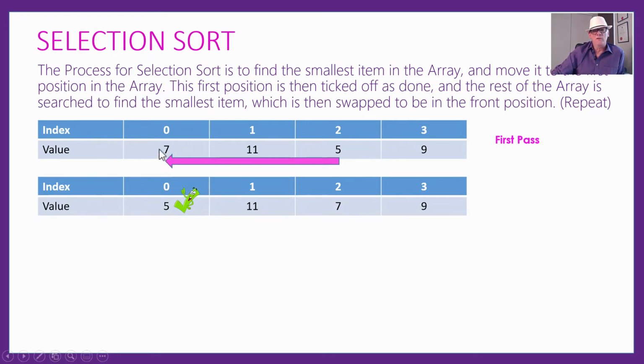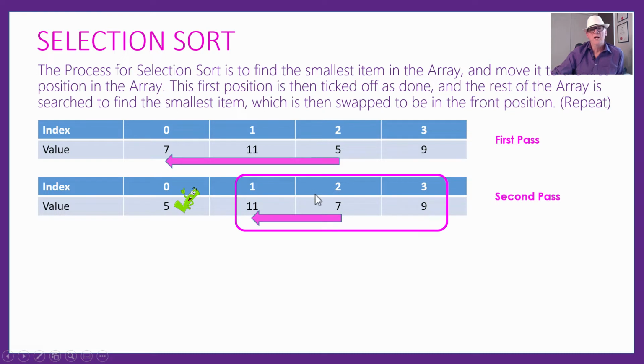So what happens after the first pass is that 5 has been moved to the start of the array, and where 5 used to be, we've now got the 7. So we just swapped the 7 and 5 around. So that's ticked off, and we don't visit index 0 again. All we need to do now is look at the remainder of the array, the 11, 7, and 9, and we scan along here and find which one is the smallest in here. So the smallest one is 7, so we swap that with the one that is at the start of that group. So 7 and 11 are going to swap places.